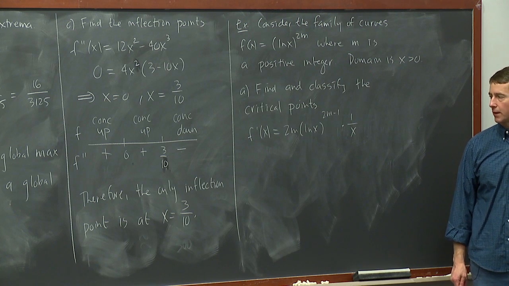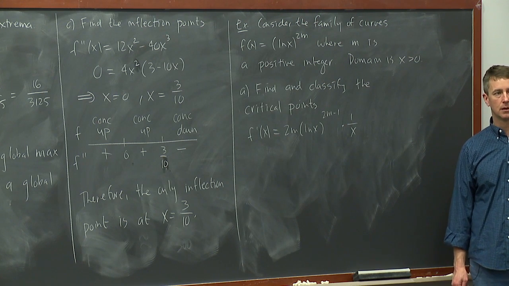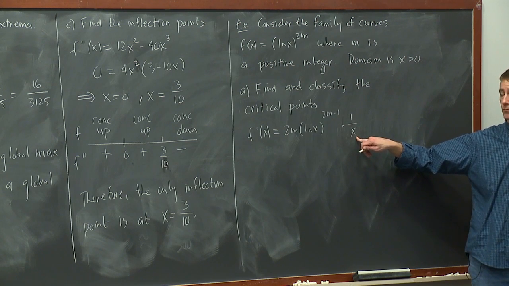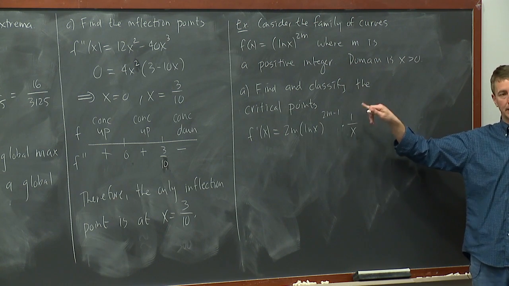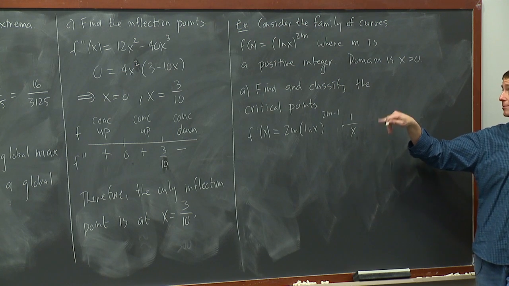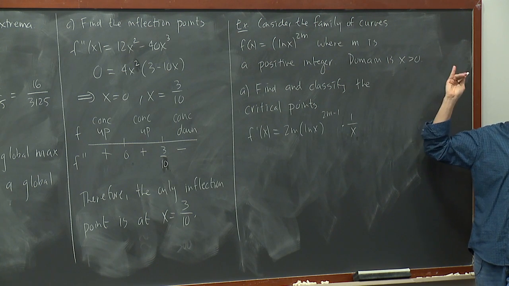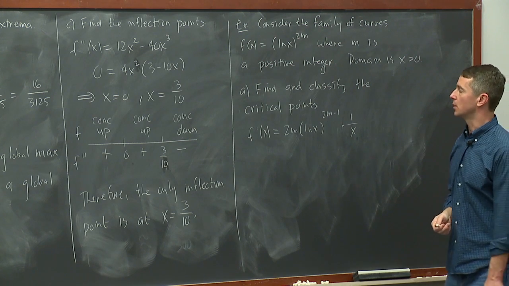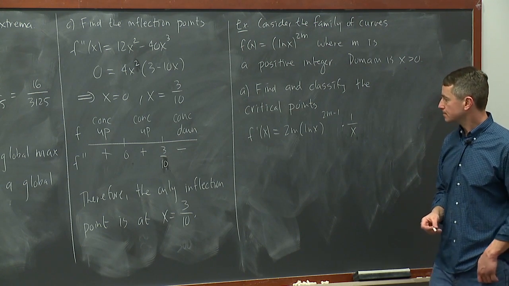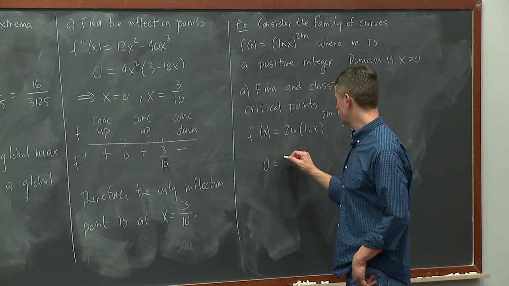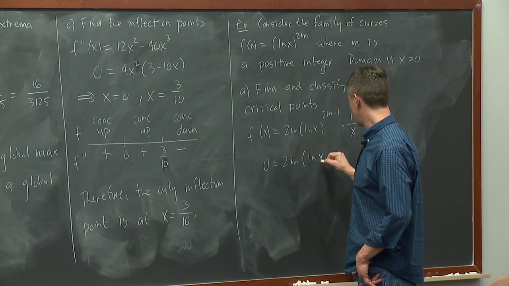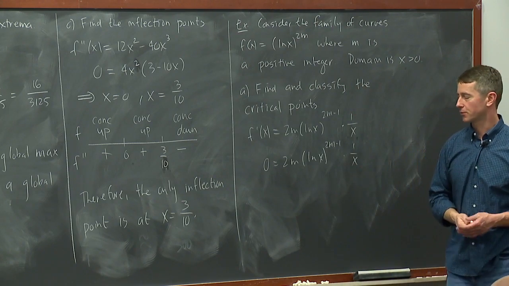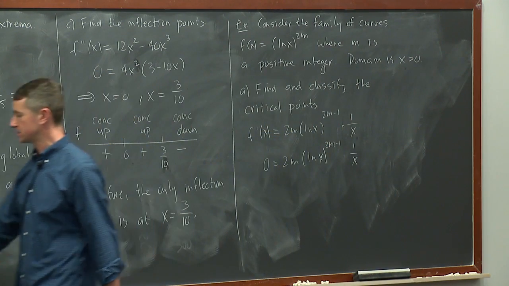And we're supposed to look for where this is 0 or undefined. Now we have an x in the denominator, so 1 over x is undefined when x is what? 0, but our domain is positive. So do we have a critical point at 0? It's not in our domain, right? So we don't have to worry about that. So all we have to do is set this equal to 0. Now you have to reach back to your algebra skills.